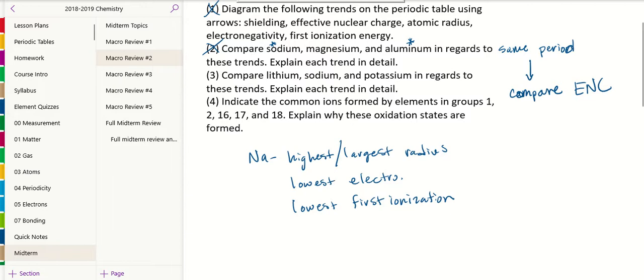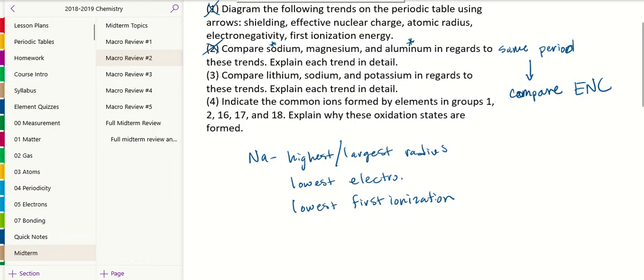The electronegativity is lower because, again, we're looking at the attraction between the nucleus and electrons in a bond. Because sodium has less protons, it's not going to attract those electrons in a bond as much as aluminum would. And first ionization energy is the exact same reasoning.